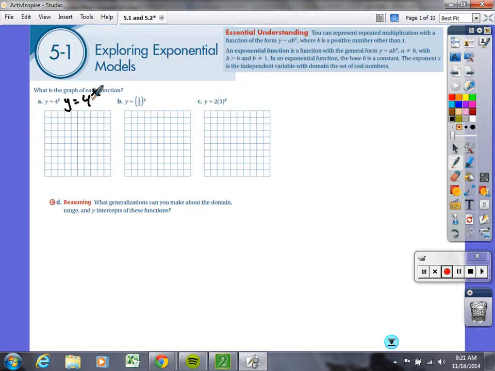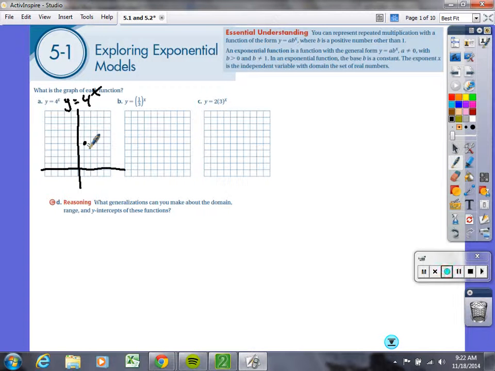Now, when in doubt, if you don't know what it looks like, what do you do for a graph? Plot points, right? Without plugging it into your calculator. Because I know it's not going to cross zero, I'm going to have it a little bit higher here. Any questions so far? What's a good value to plug in? 1. Okay, 4 to the first is 4. So I plug in 1 and I got 4.